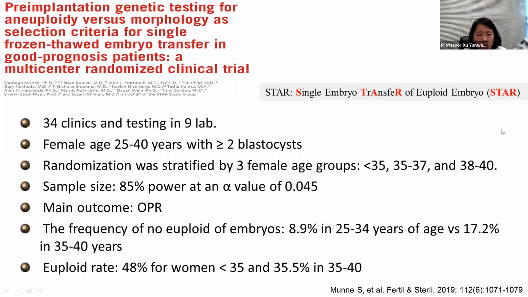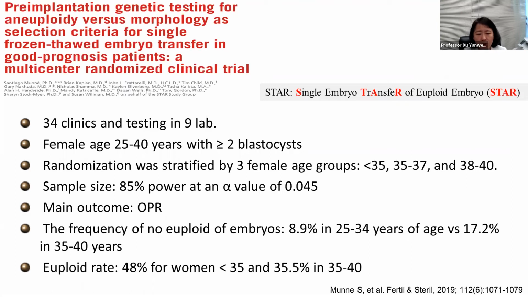Lastly, let's look at the STAR trial. And it's published last year. It's performed by Santiago Munné in 34 clinics and testing in 9 labs. Female age ranged from 25 to 40 years with more than 2 blastocysts.